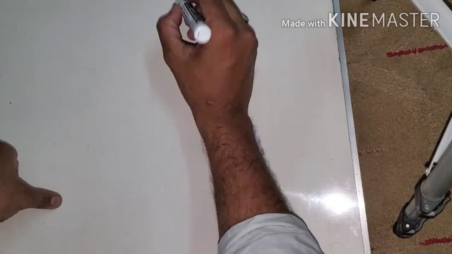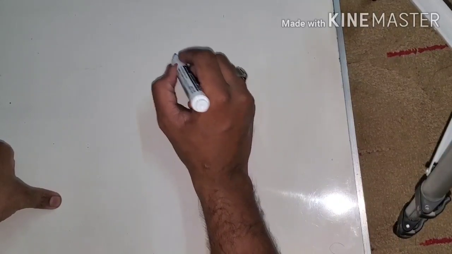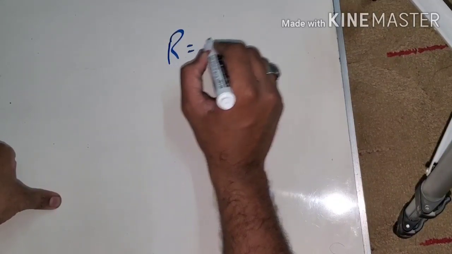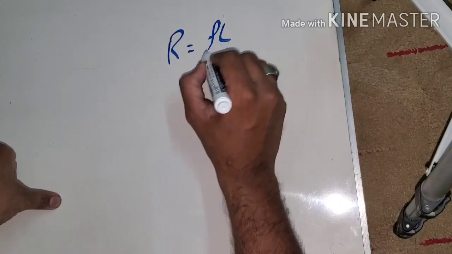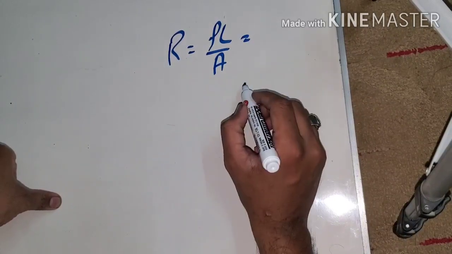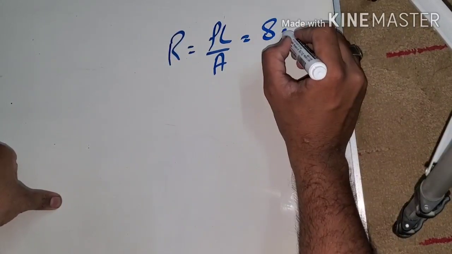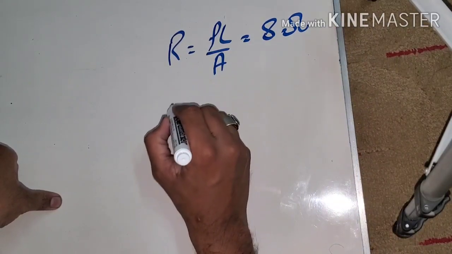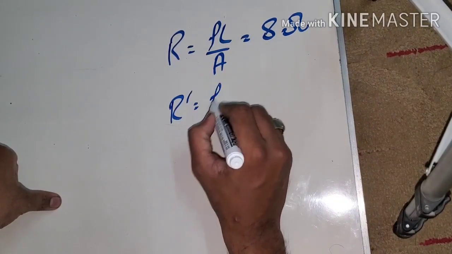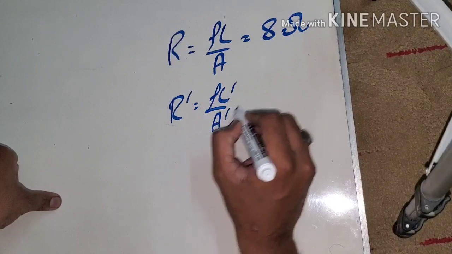Length and area are incorporated in this question, so the question will start from this section. R is equal to rho L upon A. Initially it has a resistance of 8 ohms, which is mentioned. The final resistance will depend on the final length and also the final area.